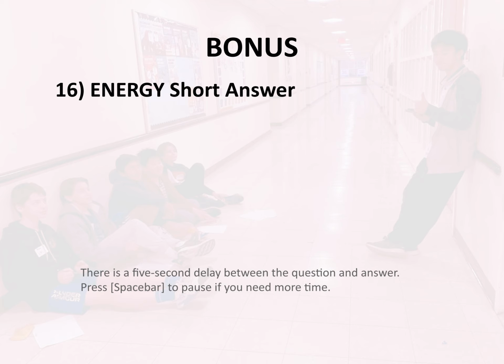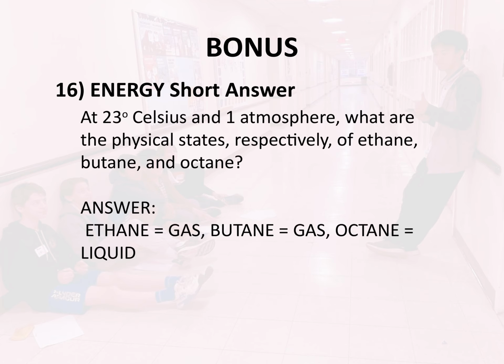Bonus 16. Energy short answer. At 23 degrees Celsius in 1 atmosphere, what are the physical states, respectively, of ethane, butane, and octane? Answer: The physical state of ethane is gas, the physical state of butane is gas, the physical state of octane is liquid.